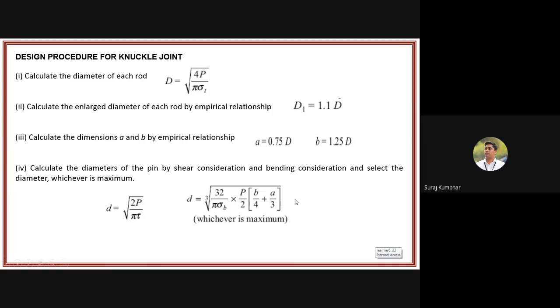We already know the values of a and b from the third formula, and we already know the tensile force P and sigma b, that is the bending stress. You can find sigma b is equal to bending moment into y divided by moment of inertia. So here you can put in the values and find the diameter under bending consideration. Whichever is the maximum value for that small d, the diameter of the pin, you have to set for the further calculation. Because in the further calculation you have to use that small d, that's why you choose the maximum one.